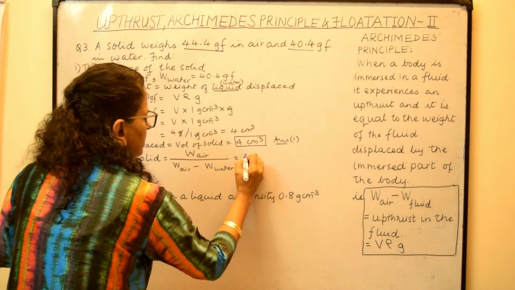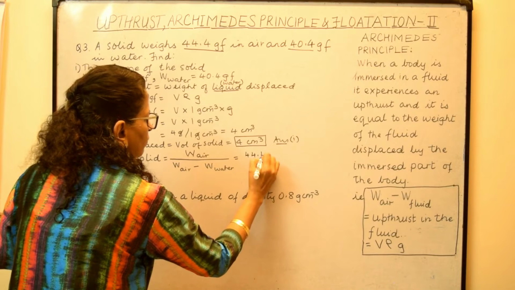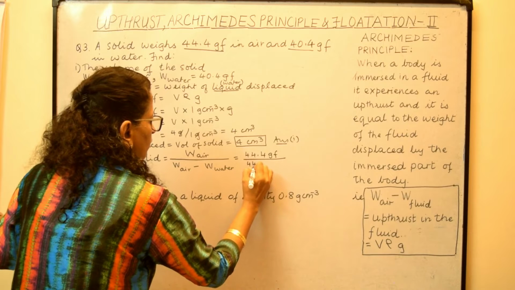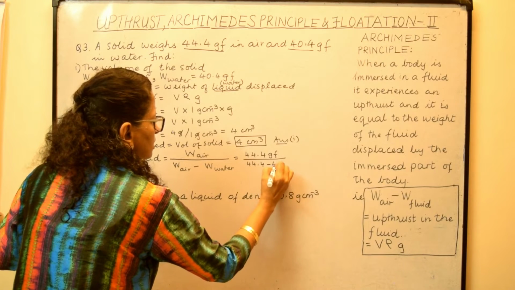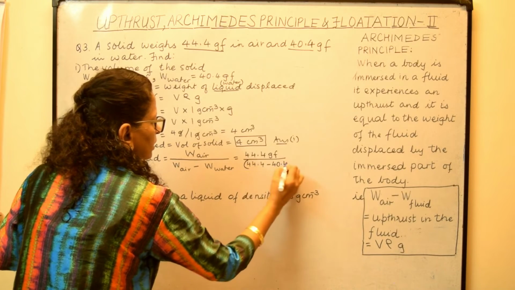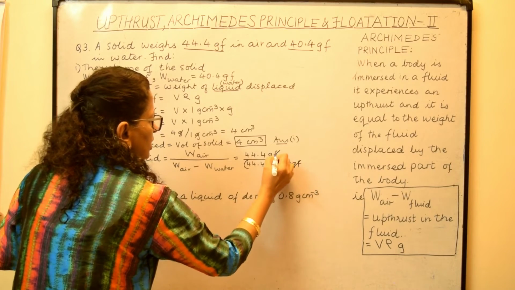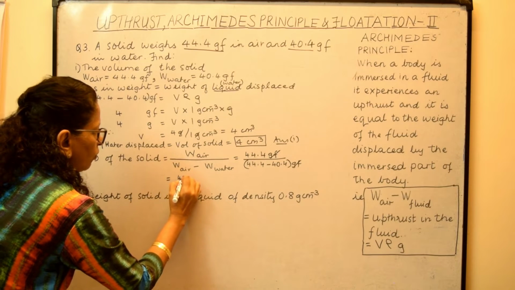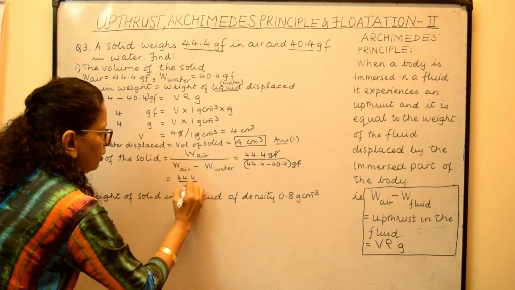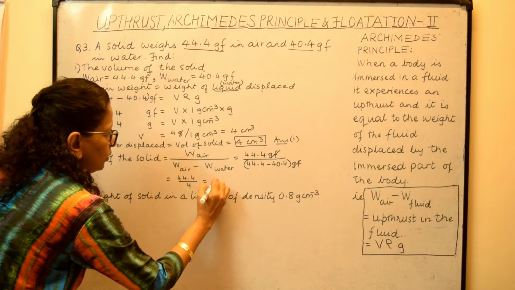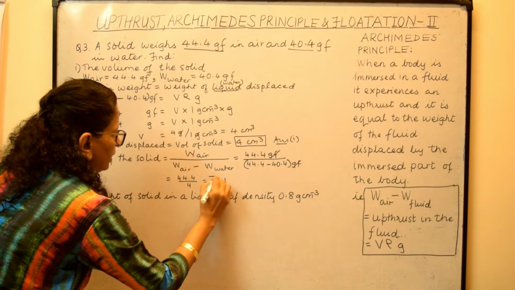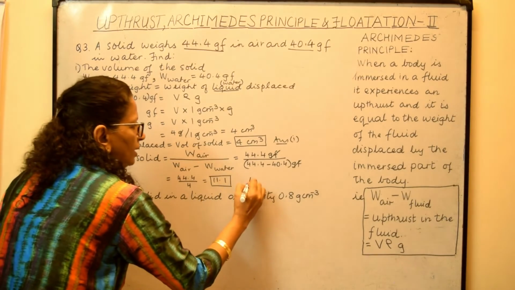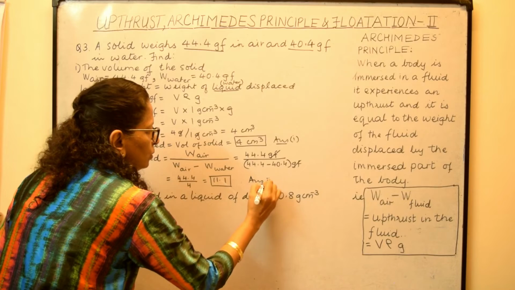So weight in air is 44.4 GF upon 44.4 minus 40.4 GF. GF will get cancelled, and that will give us 44.4 upon 4, which is equal to 11.1, and that is our relative density of the solid, and that becomes your answer 2.